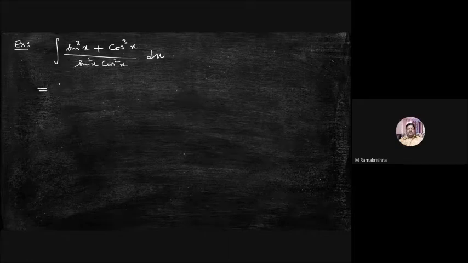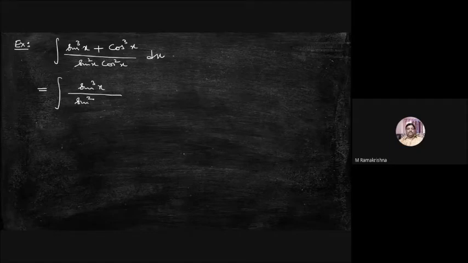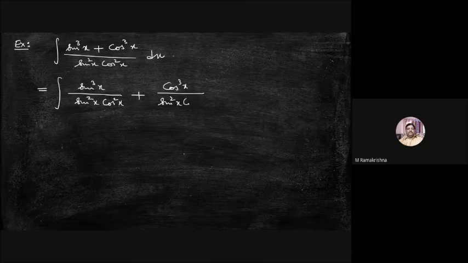Now what I am doing is I am splitting the denominator to the numerator. Integration of sin cube x by sin square x cos square x plus cos cube x by sin square x cos square x. Now it is looking like a compound, so I'll put a bracket for it, dx.